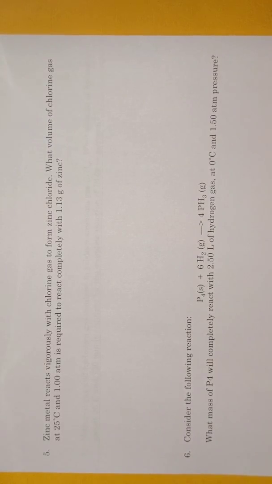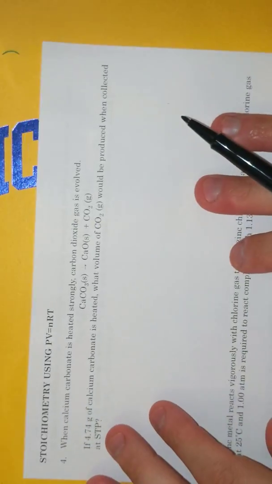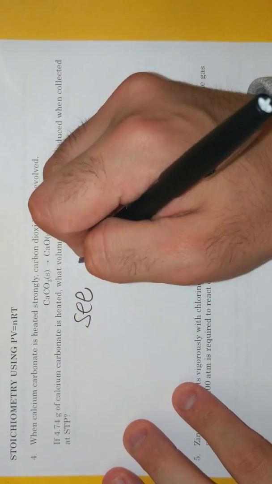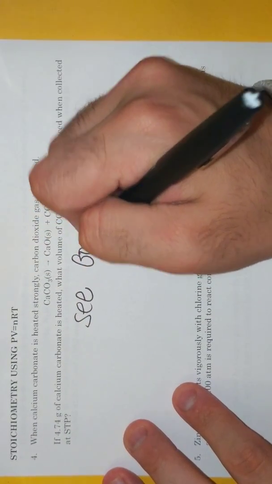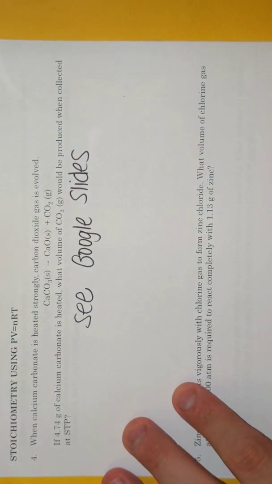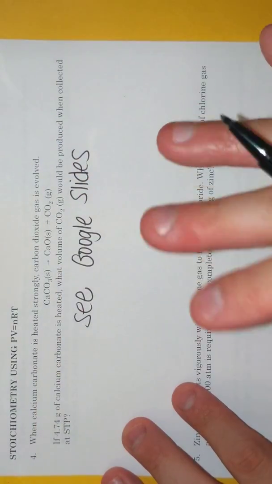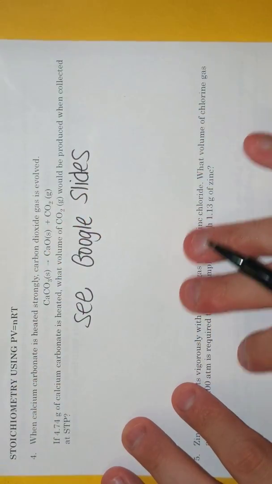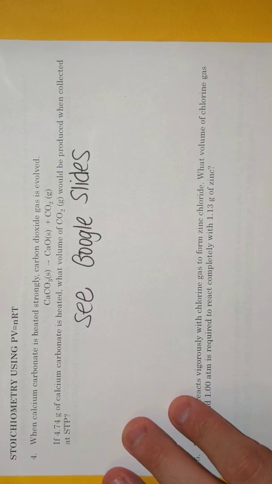Again, Honors Chemistry. Now I'm going to walk us through another stoichiometry example using PV equals nRT. So I'm looking at question number 5. Question number 4, you're going to see Google Slides, because I did this in class, but if you were absent, in the Google Slides that are already attached on the Google Classroom, I show you and walk you through and explain the answer for number 4.